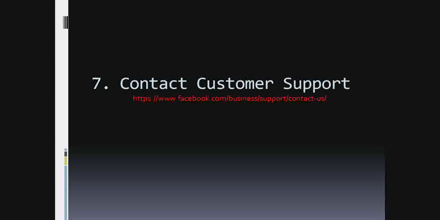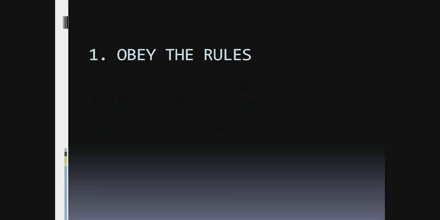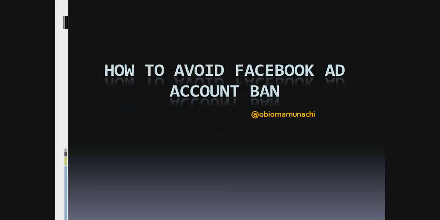So the seventh is contacting their support. When you have issues, immediately contact their support. Their support is always there to help you. I've highlighted their link here. Once you search it, you can talk with them and tell them what is happening to your ad account. Once you start discussing with them, they can help you avoid an ad account ban. So it's very important to follow these processes, and I believe it will help you secure your ad account from getting banned, from getting any issues, and help you run your ads successfully without any problem.